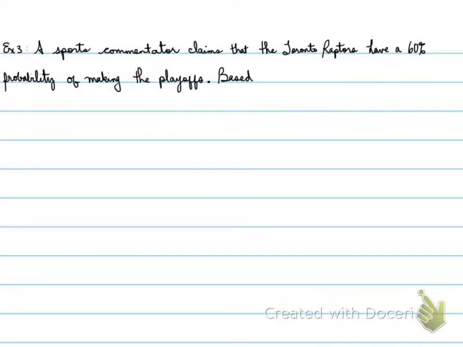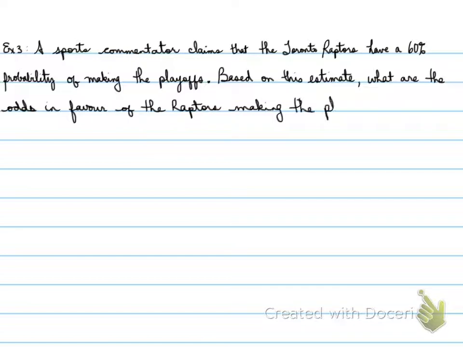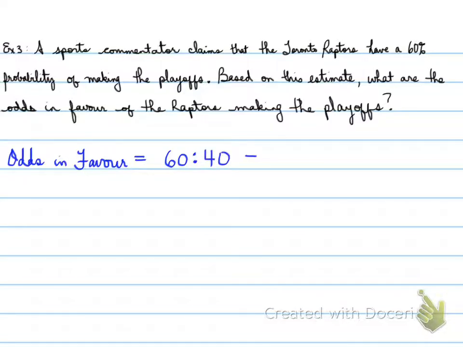A sports commentator claims that the Toronto Raptors have a 60% probability of making the playoffs. Based on this estimate, what are the odds in favor of the Raptors making the playoffs? Well, odds in favor means it actually happening. So the Toronto Raptors have a 60% chance of it actually happening, 40% against. So odds in favor is 60 to 40, which is 3 to 2.